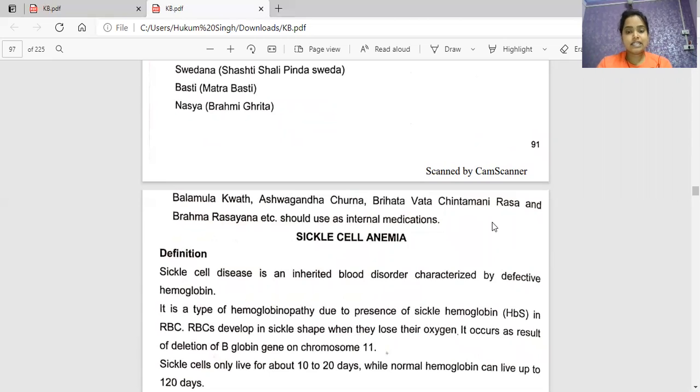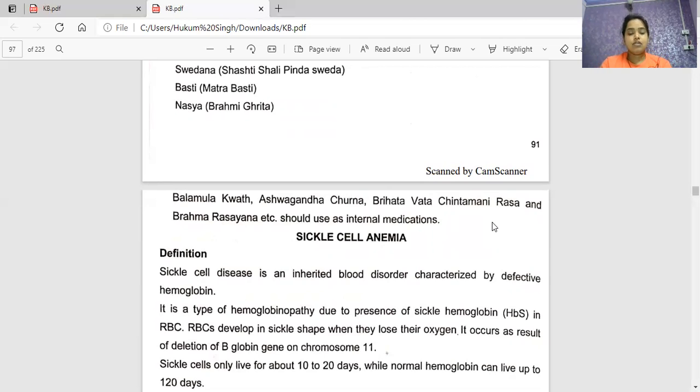Next disease is sickle cell anemia. So the definition: sickle cell disease is an inherited blood disorder characterized by defective hemoglobin. It is a type of hemoglobinopathy due to the presence of sickle hemoglobin in RBCs. RBCs develop a sickle shape when they lose their oxygen. It occurs as a result of a mutation of the beta globin gene on chromosome number 11.